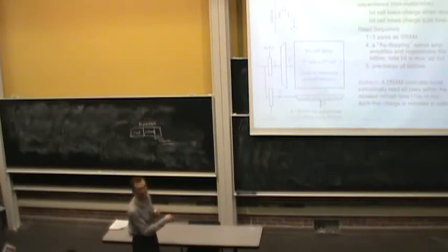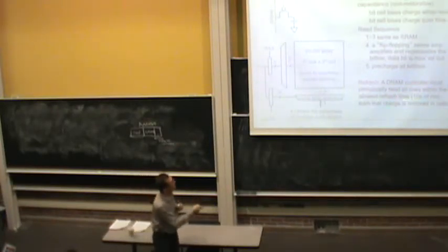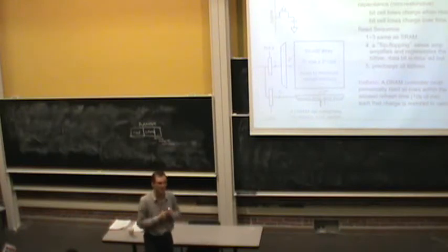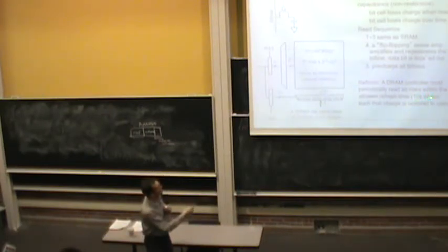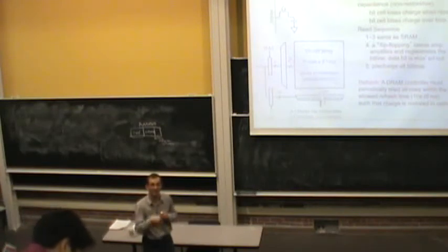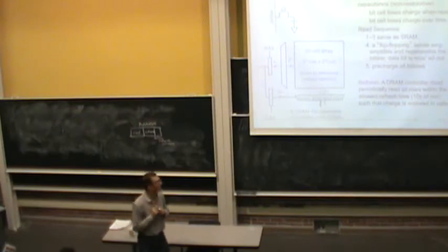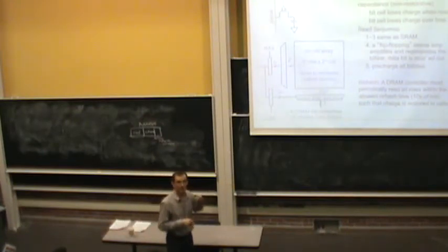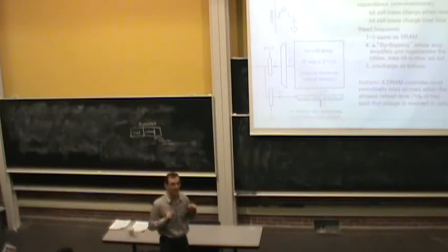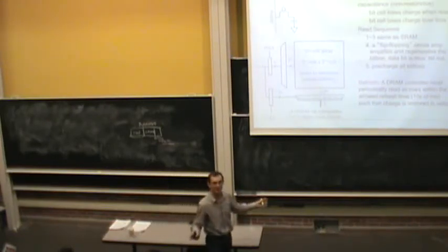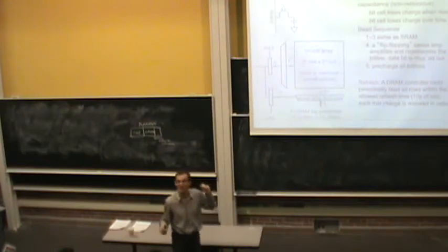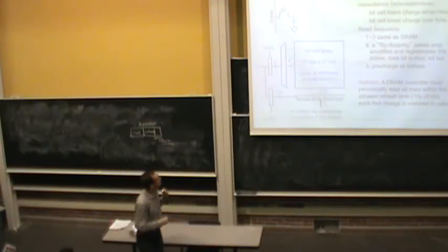A DRAM controller must periodically read all rows within the allowed refresh time, such that charge is restored in cells. Otherwise, you will lose all charge on DRAM. For existing DRAMs, the specification is 64 milliseconds. So every 64 milliseconds, the DRAM controller needs to refresh every row. You can see that this could be a big energy cost, especially if you have large amounts of DRAM. Even if you're doing nothing on your system, you need to do this if you want to maintain your memory state.